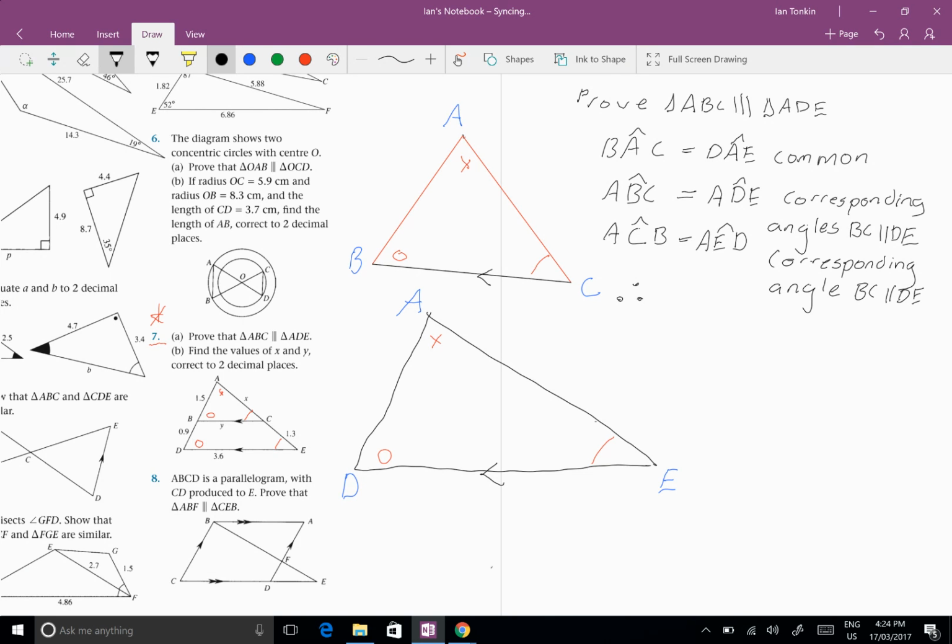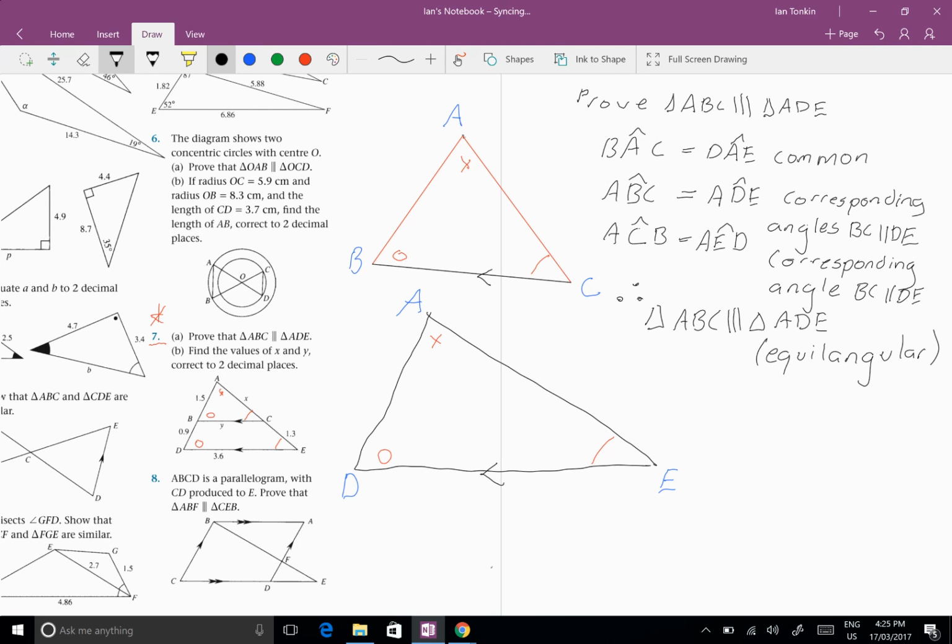Therefore, triangle ABC is similar to triangle ADE. Now remember, you can't use acronyms, but you can say equiangular. So your proof's done.